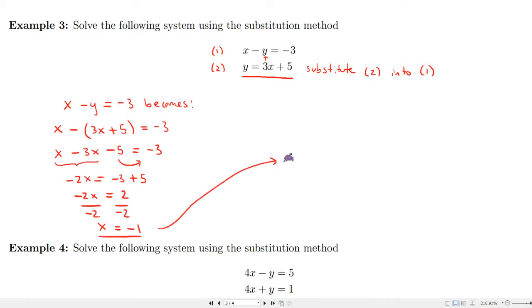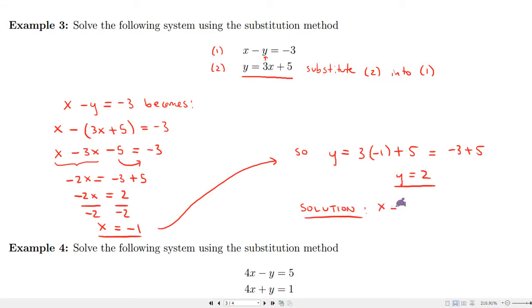And then now, so y is equal to, so again, you could actually substitute this into either equation, but I already have y isolated, so maybe I should just substitute into this one. So 3 times negative 1 plus 5, so we have negative 3 plus 5. So y is equal to 2. So the solution, x is equal to negative 1, y is equal to 2. Or you could write negative 1, 2 like this.